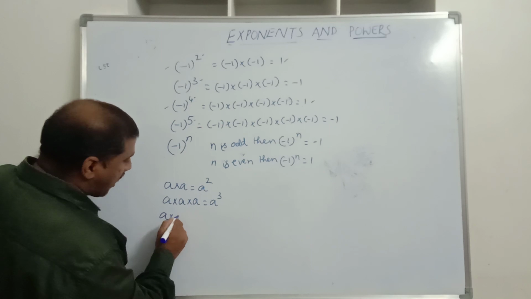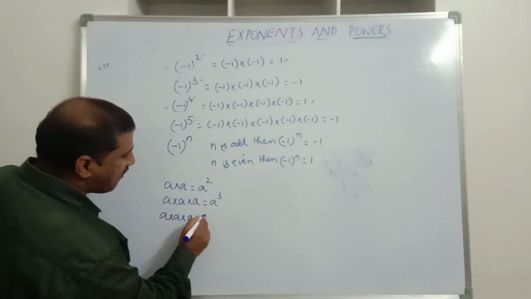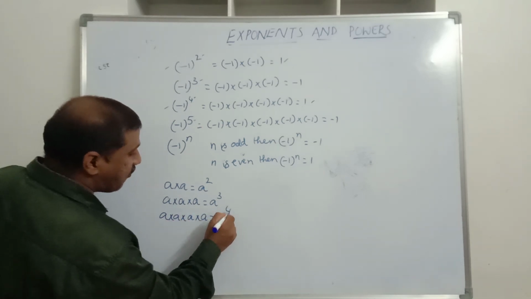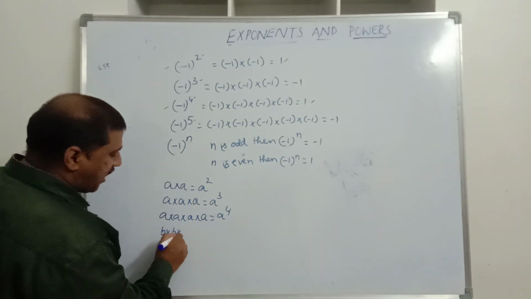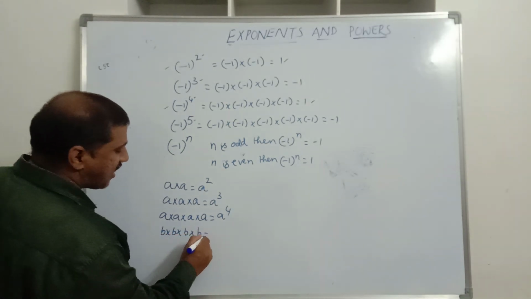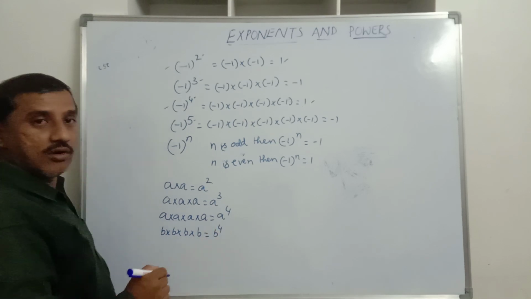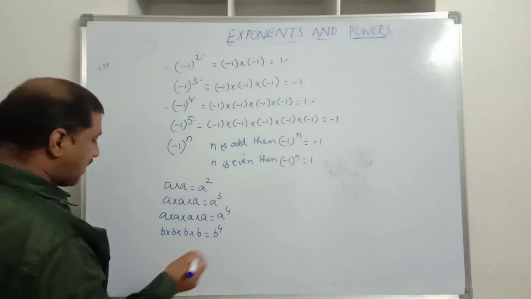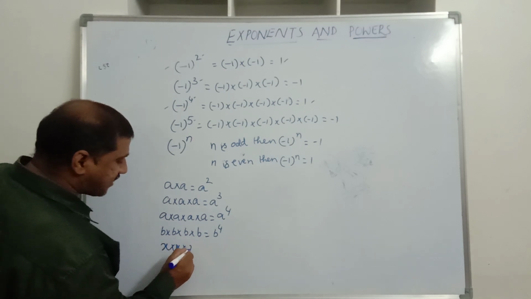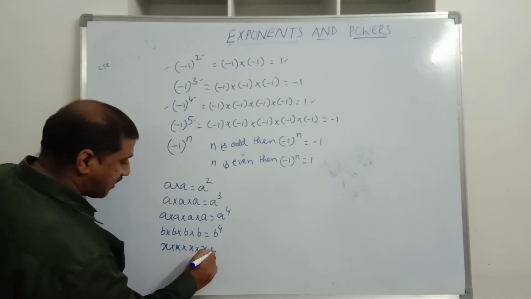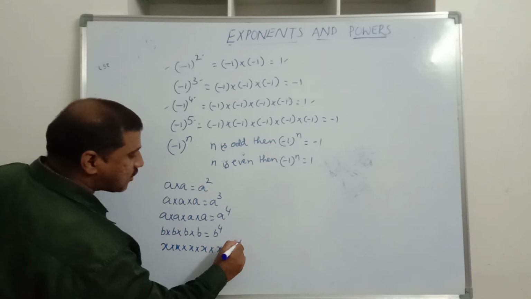And a into a into a into a, we will write as a to the power of 4. B into b into b into b, we will write as b to the power of 4. Similarly, x into x into x into x into x, we will write as x to the power of 5.